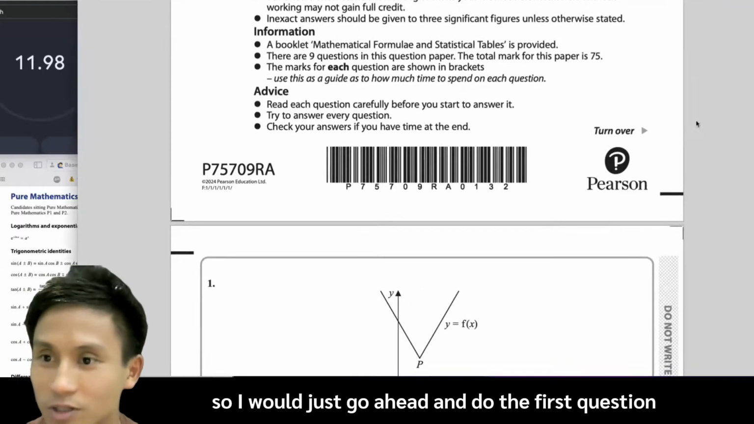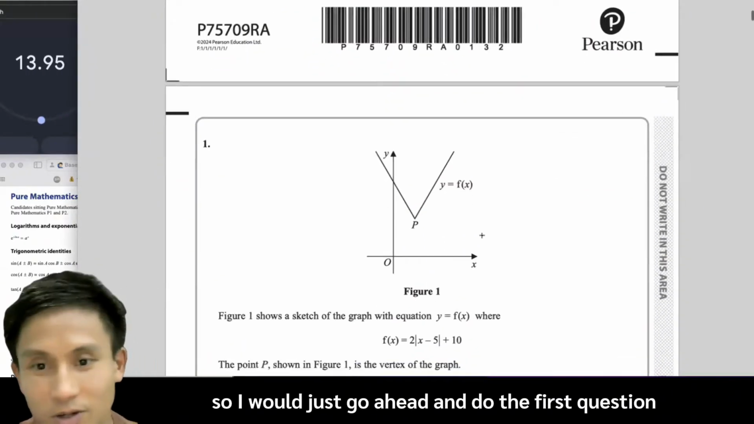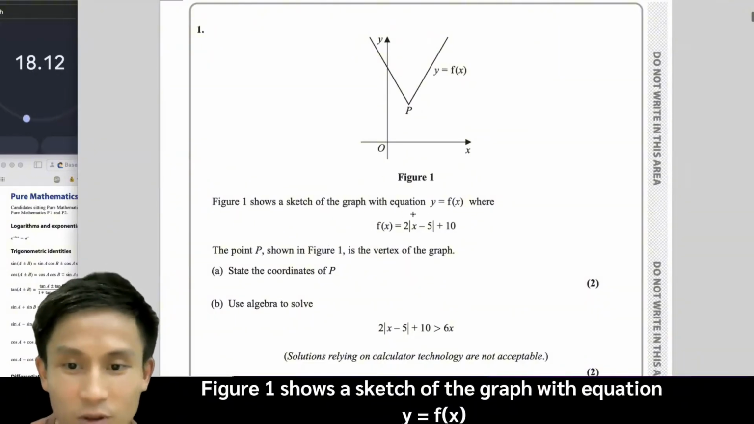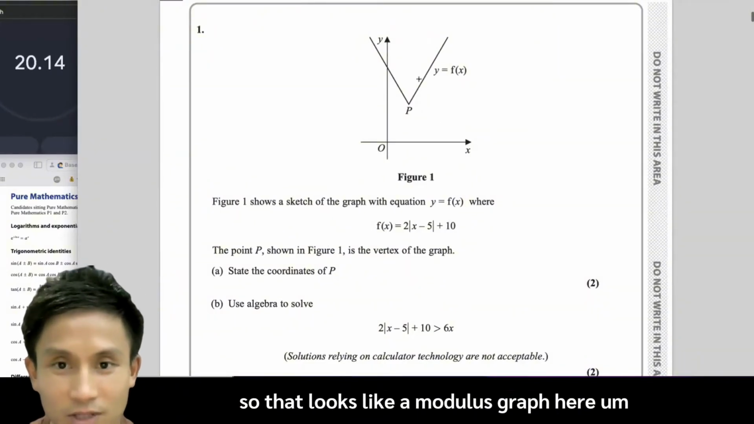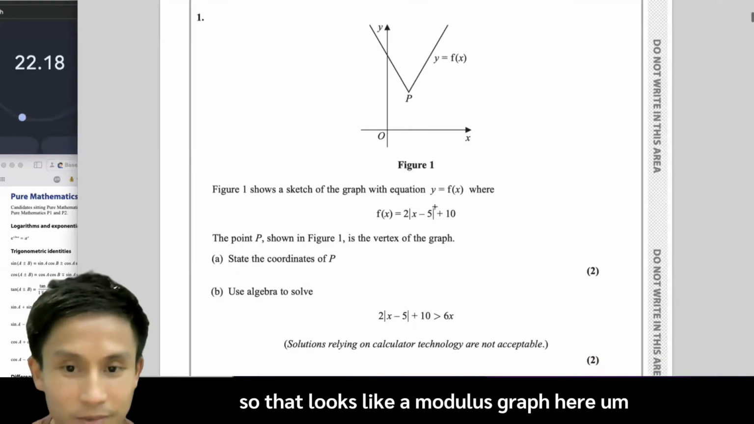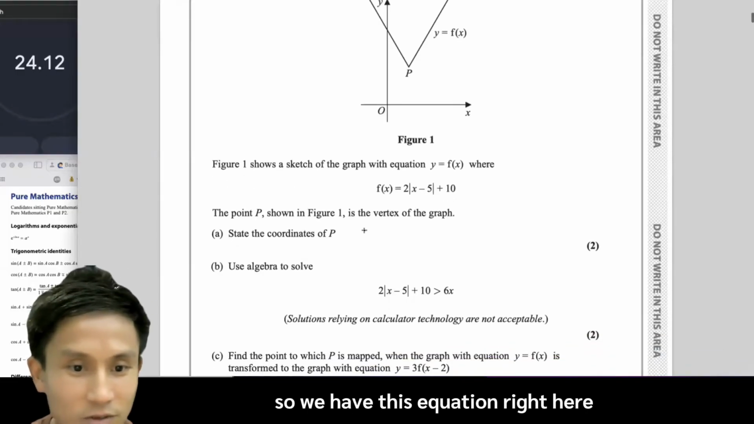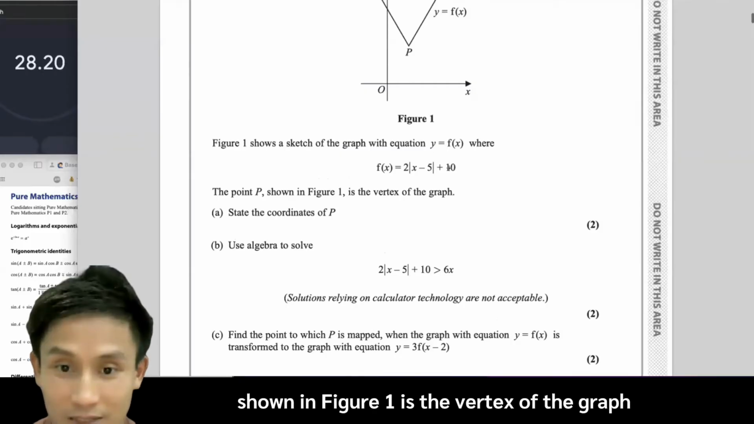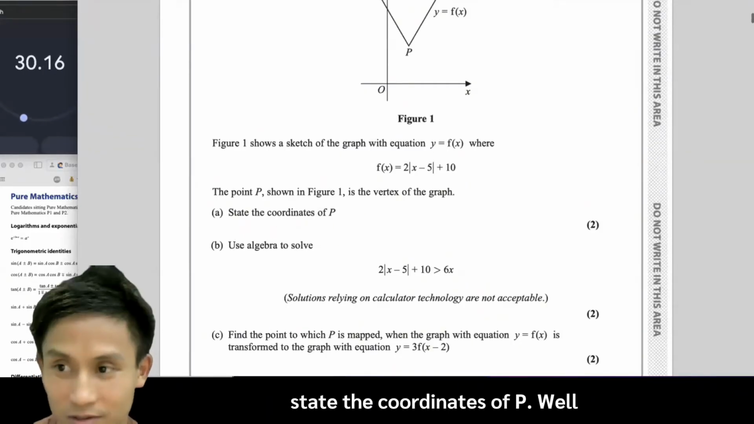So I would just go ahead and do the first question. Figure 1 shows a sketch of the graph with equation y equals f(x). That looks like a modulus graph here. So we have this equation right here. The point P shown in figure 1 is the vertex of the graph. State the coordinates of P.